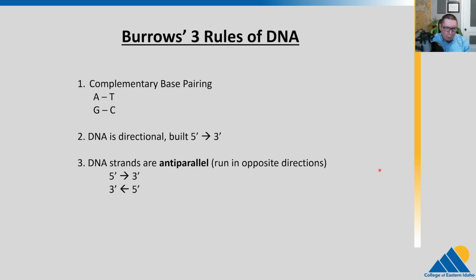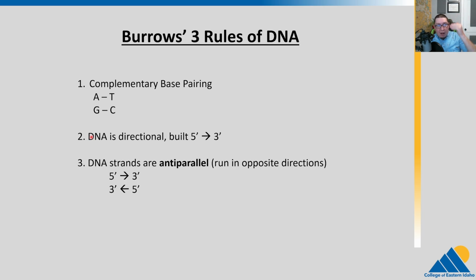you cannot possibly screw up anywhere in any of the stuff we're going to talk about here. Okay, so rule number 1, complementary base pairing. A is going to pair with T, and G is going to pair with C. And I will show you a diagram of this in a moment. Don't worry. Rule number 2, DNA is built in a direction.